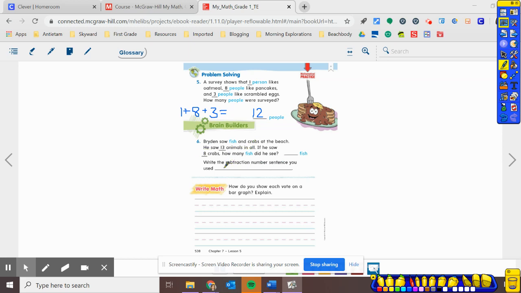So what are we going to need to do? We're going to need to subtract. So let's write our subtraction sentence. We have 13 minus our other important number, 8. And what is 13 minus 8, first grade? 13 take away 8. Let's count backwards. Hold up your fist, say 13. 13, 12, 11, 10, 9, 8, 7, 6, 5. So 13 minus 8 equals 5. So our answer is he saw 5 fish.